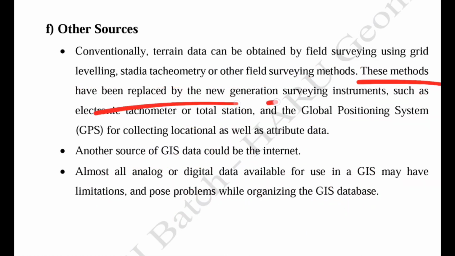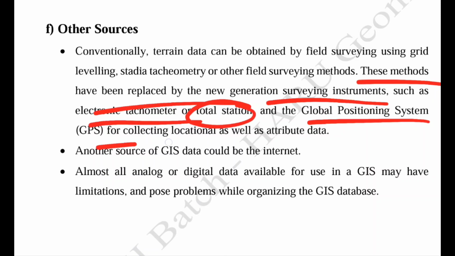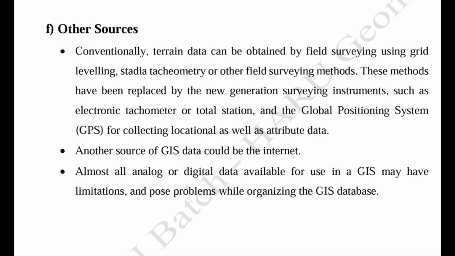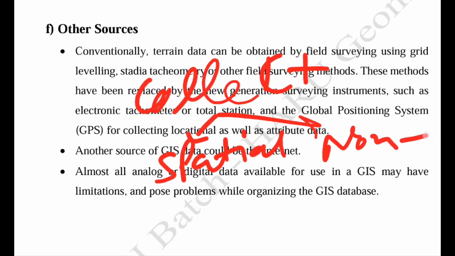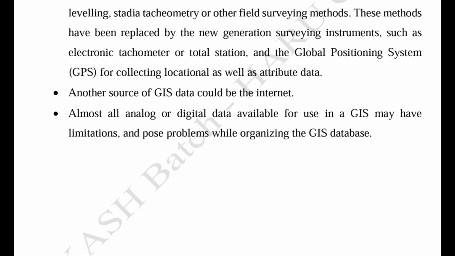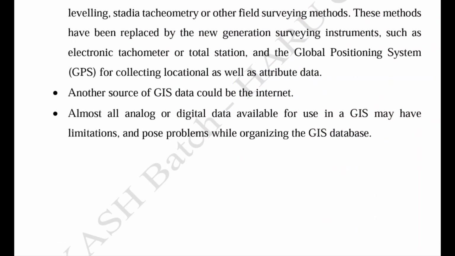So these methods have been replaced by new generation surveying instruments, electronic tachymeter, total station, GPS, for collecting locational as well as attribute data. Means these instruments can collect both spatial and non-spatial data, so that both can be used in GIS software. Another source of GIS data could be the internet. I have already told you that the internet can be another data source for the GIS software.